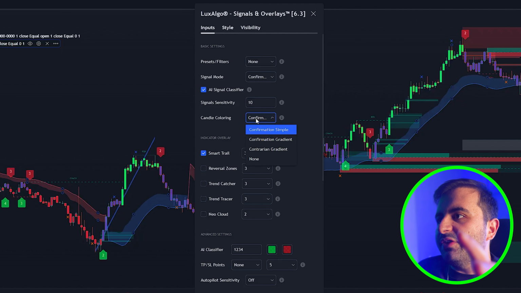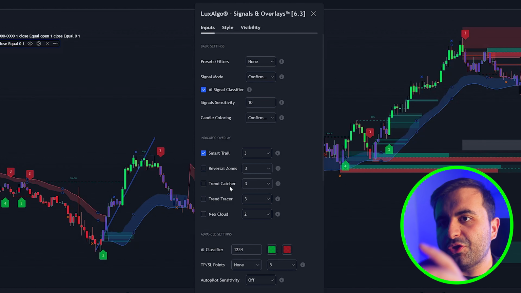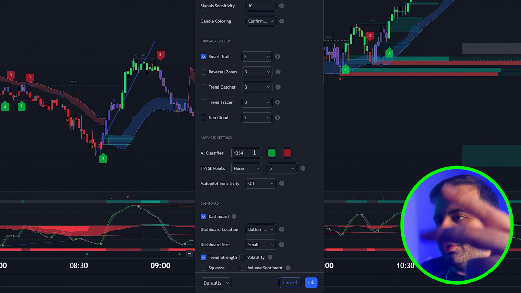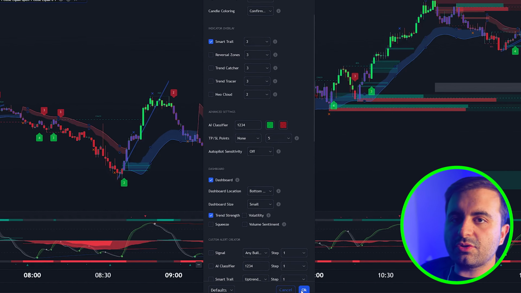The candle coloring is confirmation simple. The smart trail is enabled. We have trend tracer, trend catcher, reversal zones, and neo cloud. If you are interested more about these, I shot a video where I combined this. Make sure you check the link above. Let's continue. AI classifier 1, 2, 3, 4, and the dashboard is enabled, and the trend strength is checked. It's our best friend. So hit the OK button, it's not so scary.